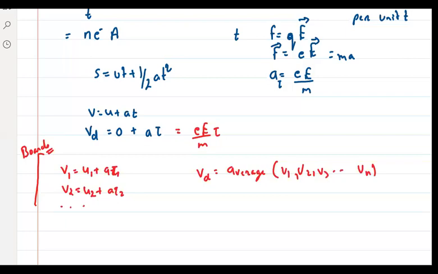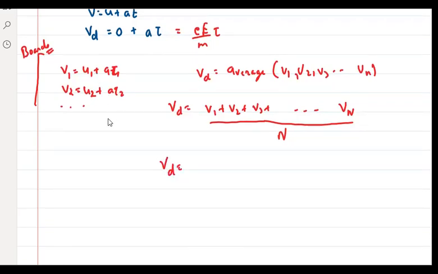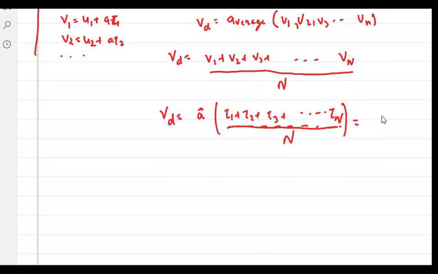Now, whenever we talk about average, the average is what? So v drift is equal to v1 plus v2 plus v3 plus dot dot dot vn, divided by N, where N is the number of electrons. Anyone have any doubt in this? Now, if you put the values u1, u2, a tau1, a tau2, since u1, u2 are 0 and a is constant, you will get Vd is equal to a into tau1 plus tau2 plus tau3 plus dot dot dot tau n, by whole n. Anyone have any doubt? Now this whole thing is written as a into tau average.